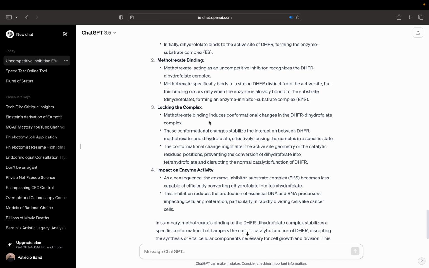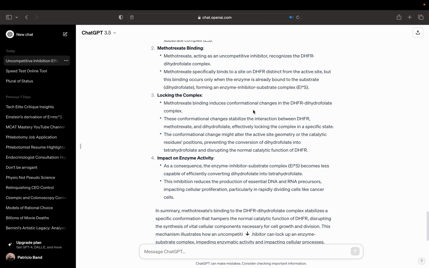These conformational changes stabilize the interaction between DHFR, methotrexate, and dihydrofolate, effectively locking the complex in a specific state. Is the EIS complex state a lower energy state because it is more stabilized, because it is more stable?